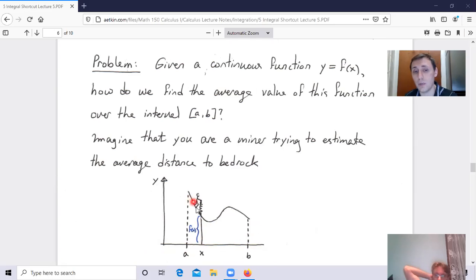So here you have this one-dimensional landscape, and you have to survey and measure the average distance to the bedrock. How would you go about doing that?